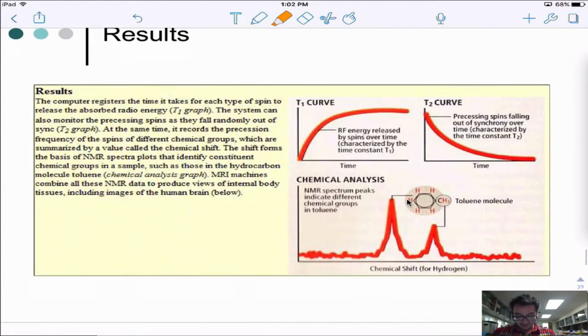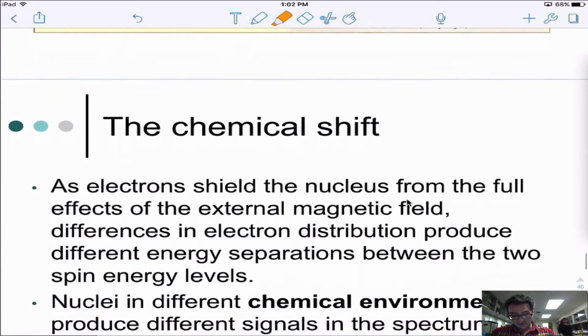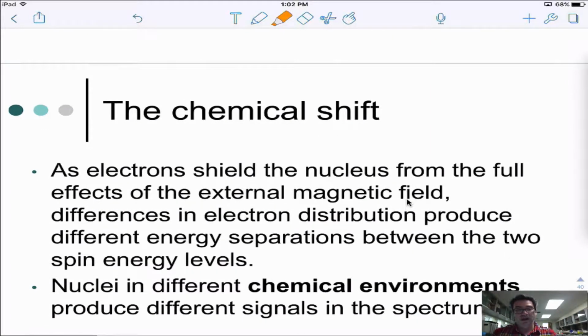So what ends up happening is you get the machine to graph this data. And the results that you see is the time it takes for the nuclei to flip over. And you can graph this and compare it to a standard. Now again, you don't have to know necessarily that much about how the actual machine works or what the flipping of the nuclei looks like, but at the same time, you should have a general idea of what a shift is, which I'm going to talk to you about now, and then how to read the graphs.